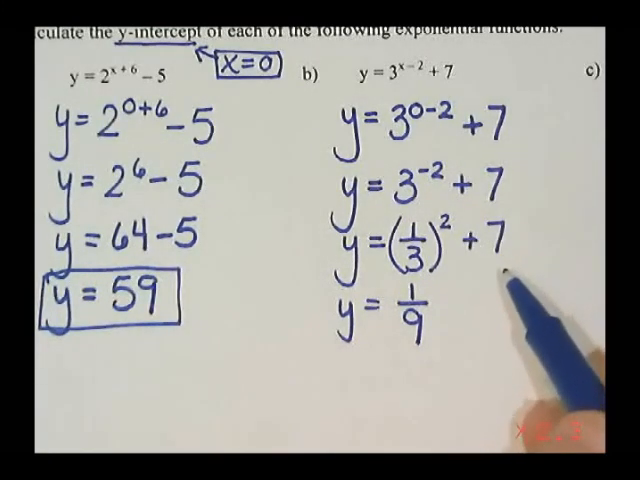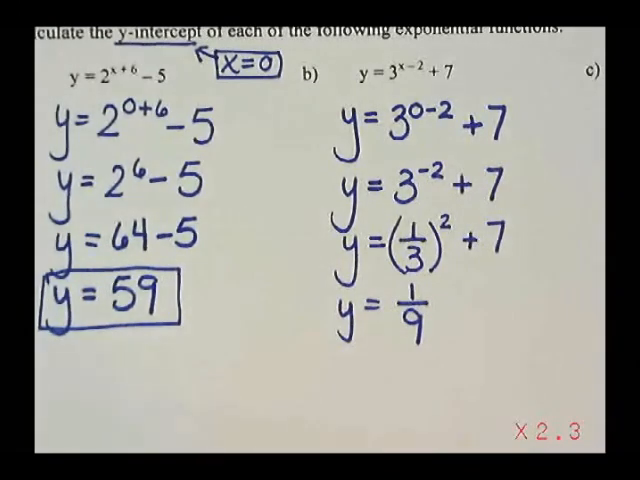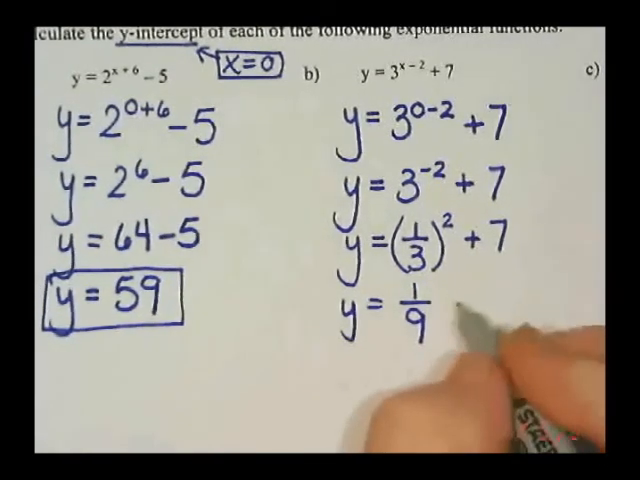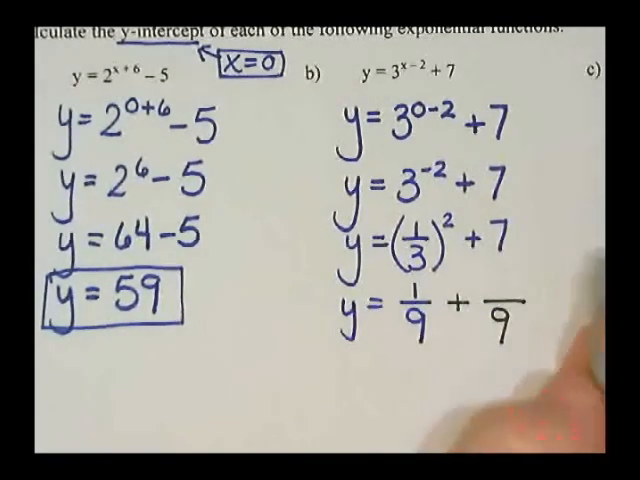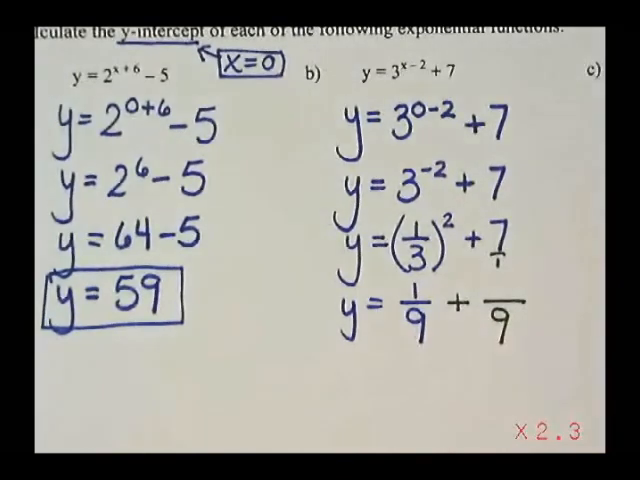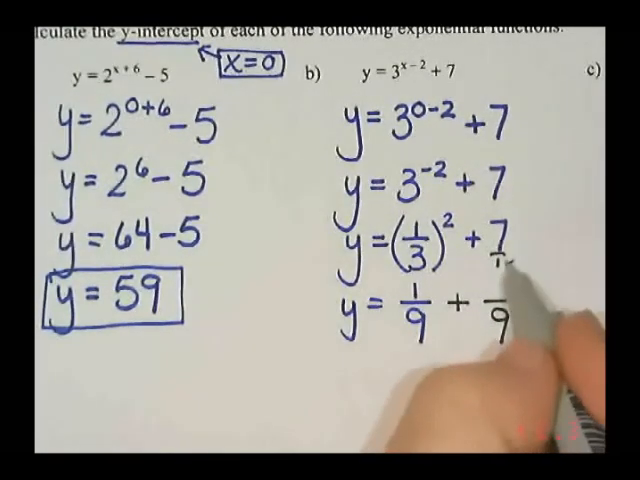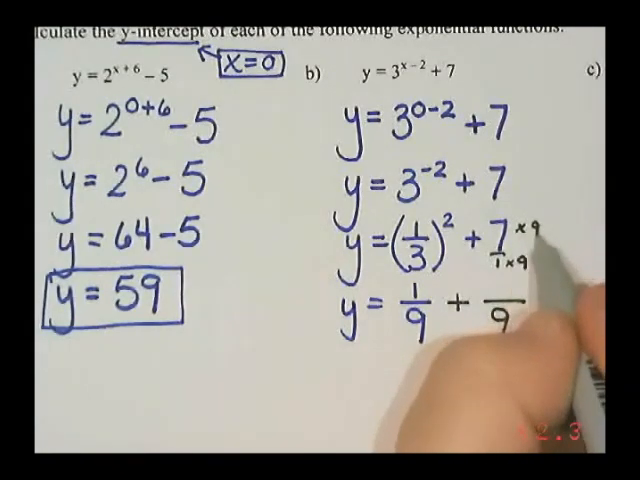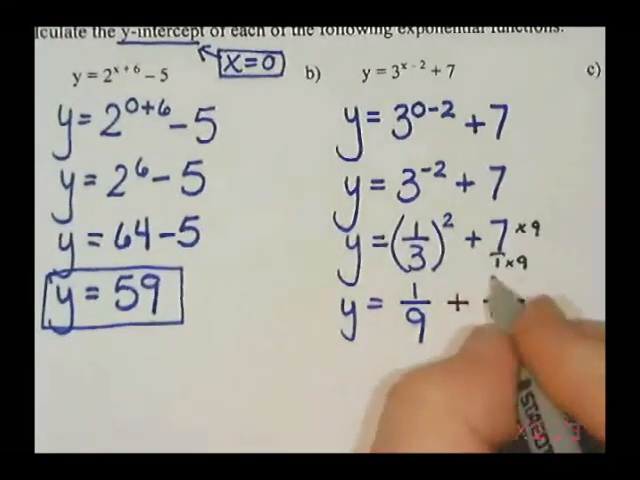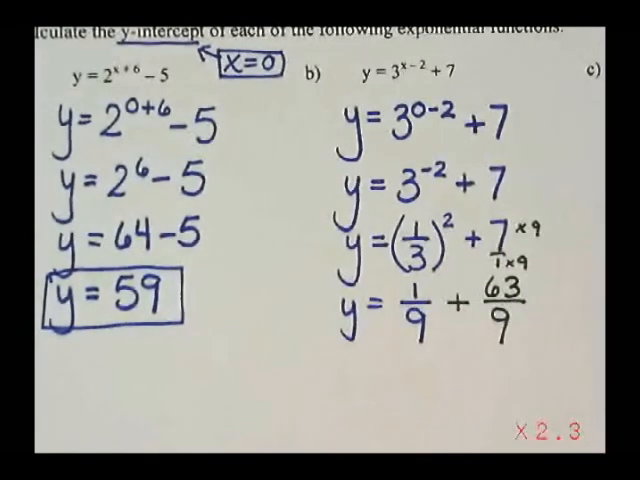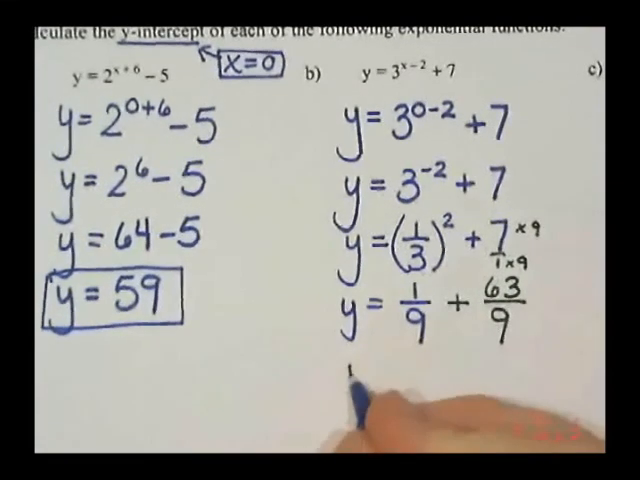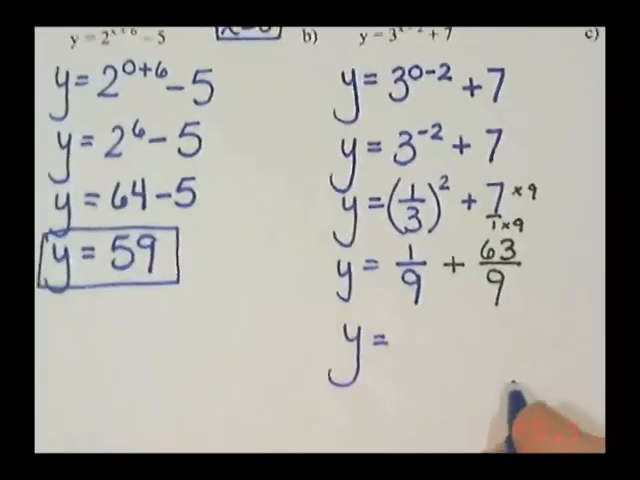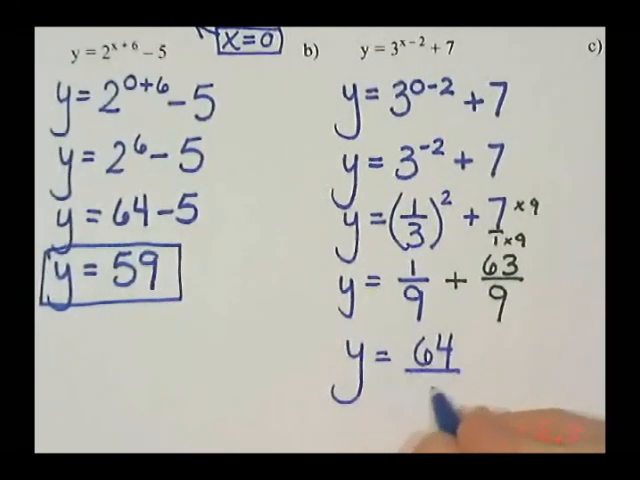Now, to make this a little easier, I know that to add fractions, I need a common denominator. So what I'm going to do on this step to save myself some space is write that 7 as a fraction over 9. Right now it is a fraction over 1. So to turn that 1 into a 9, I had to multiply the bottom by 9, and then I will multiply the top by 9, and 7 times 9 is 63. So I'm going to take 1 over 9 plus 63 over 9, which is really just 7, and add them together to get a y-intercept of 64 over 9.